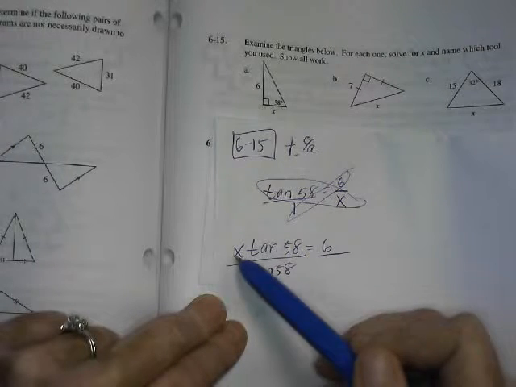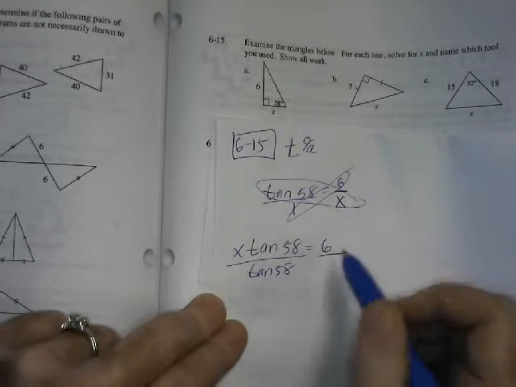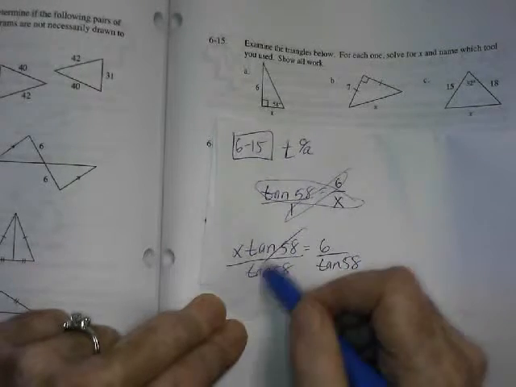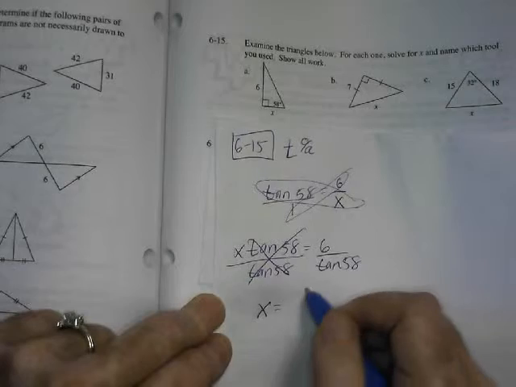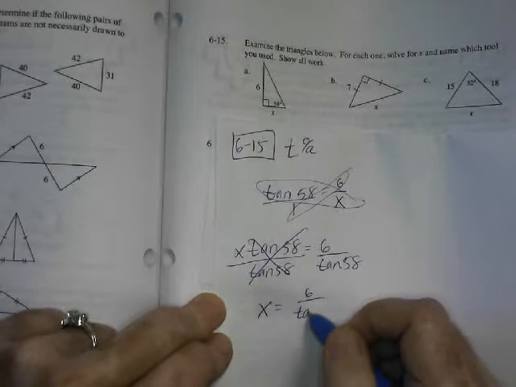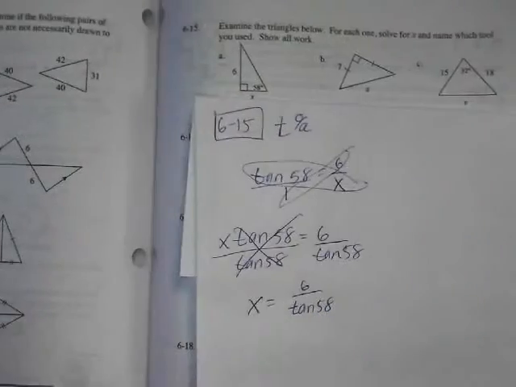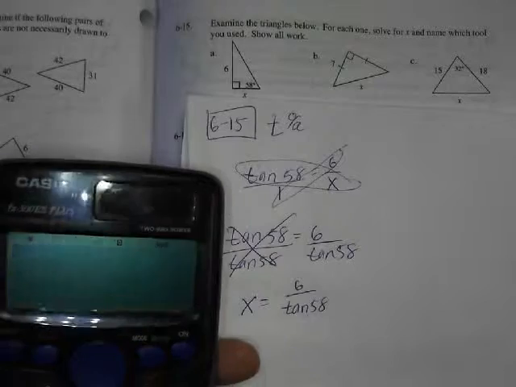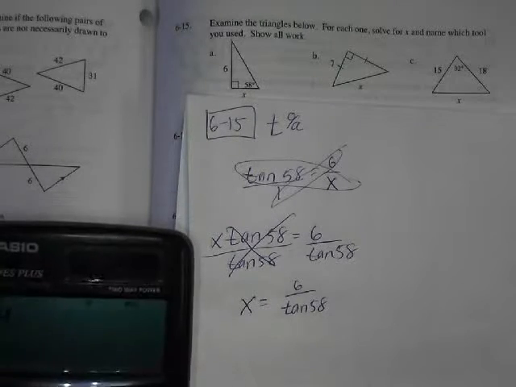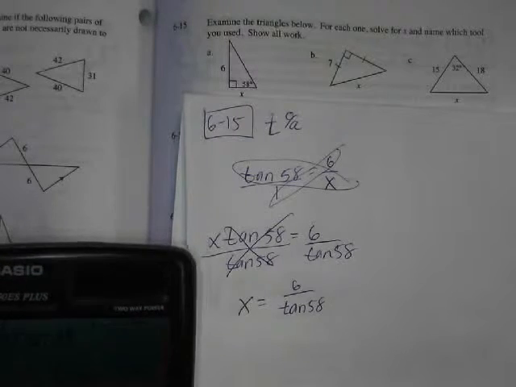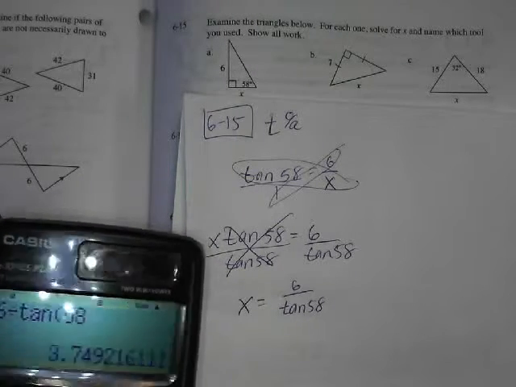And now I want the x by itself, so I'm going to get rid of tan 58 by dividing both sides by tan 58. And now I have x. 3.75? Probably, yeah. 6 divided by tangent 58. Everybody wants to get those upside down for some reason. X equals 3.75. Yep, you're right.